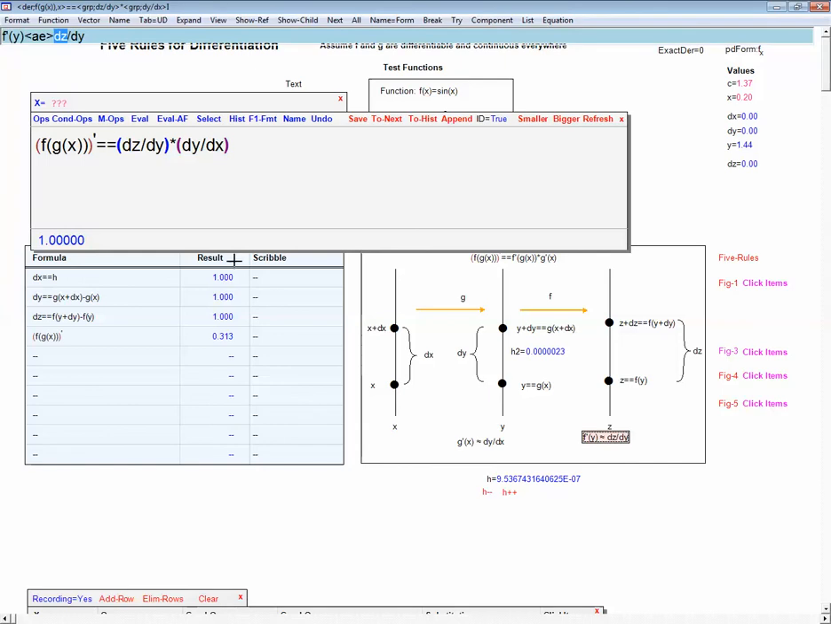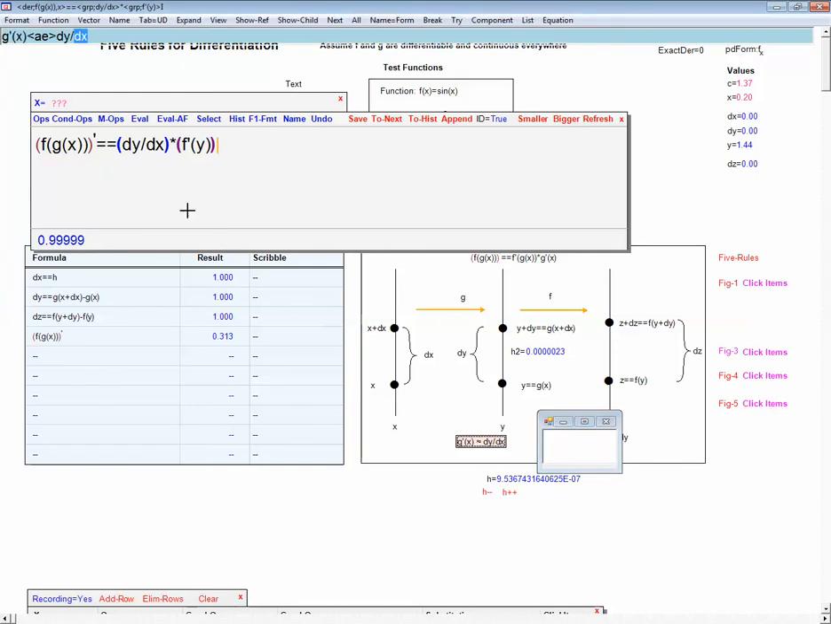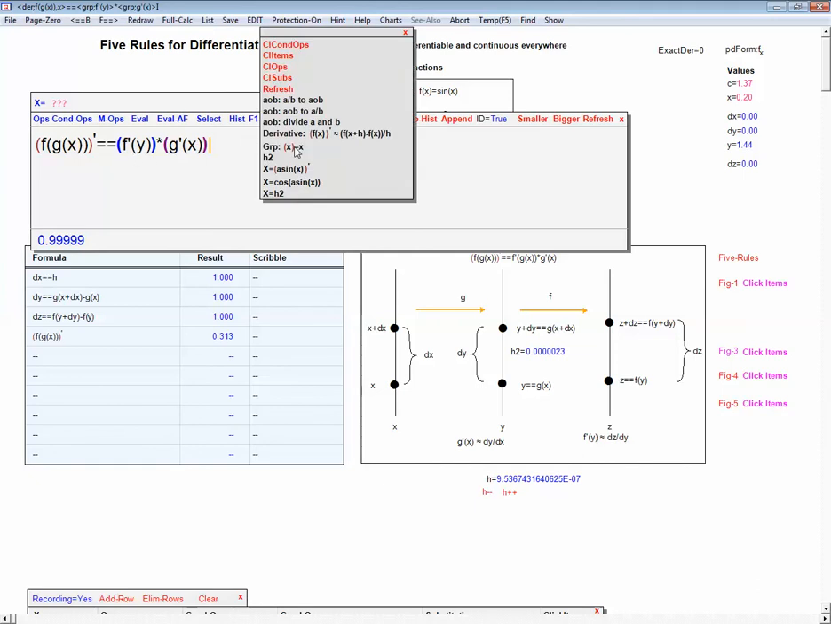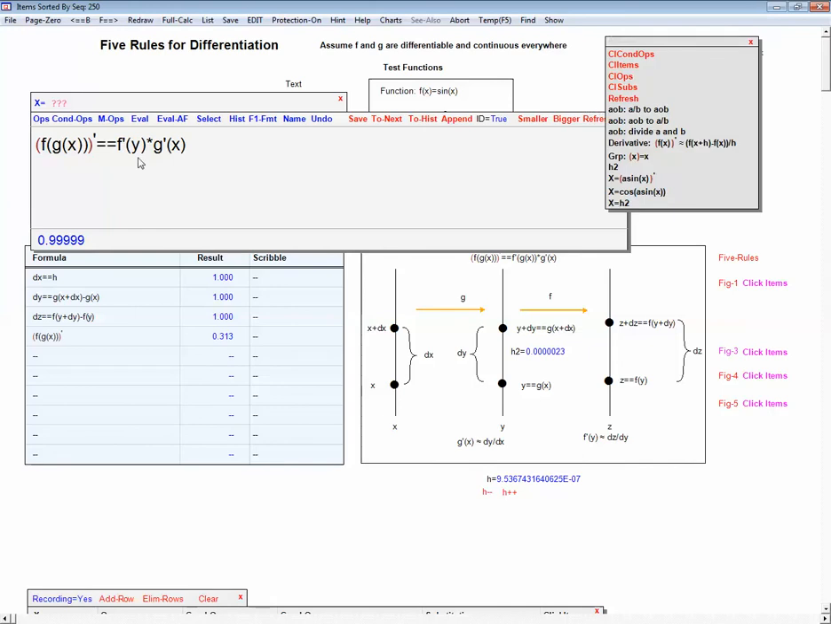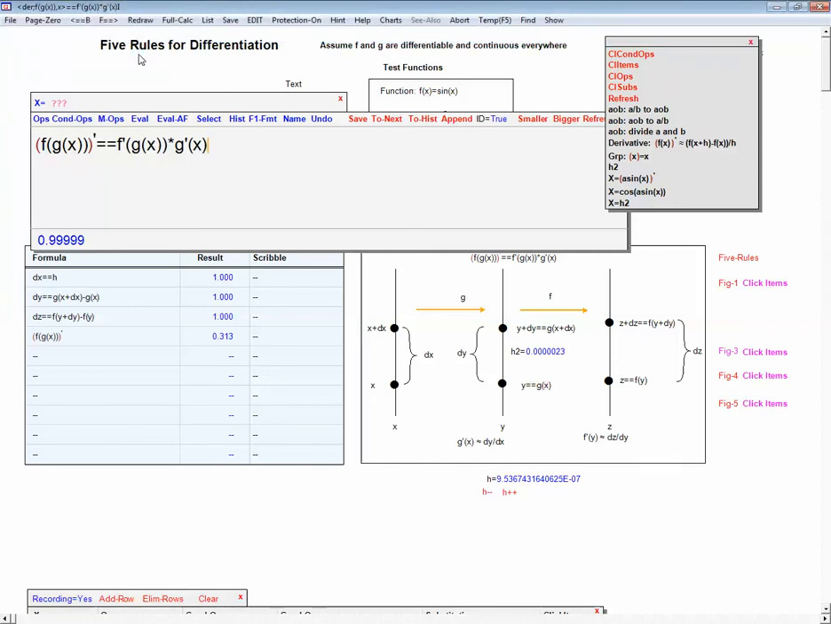But now I can make these substitutions. dz over dy is f prime of y, and dy over dx is g prime of x. And now I can get rid of my groupers. I don't need those anymore. And finally, I have a y here, a y there, and I want to turn it into g of x, because that's the way I wrote my original formula. So there it is. We're done.